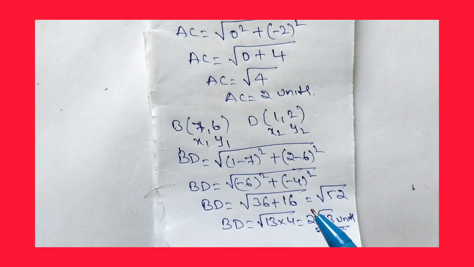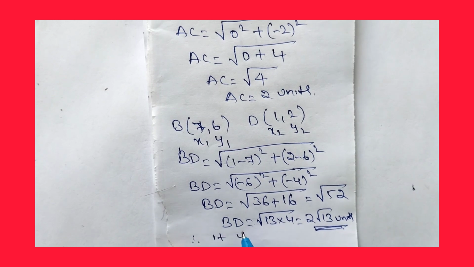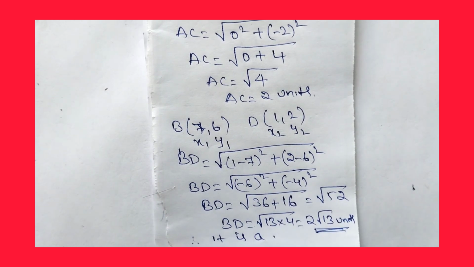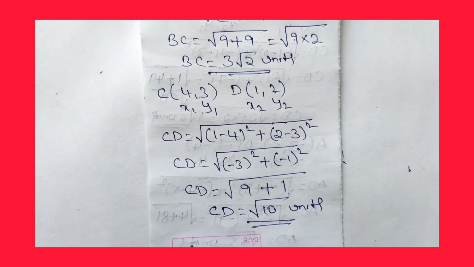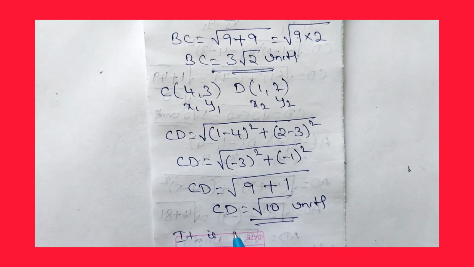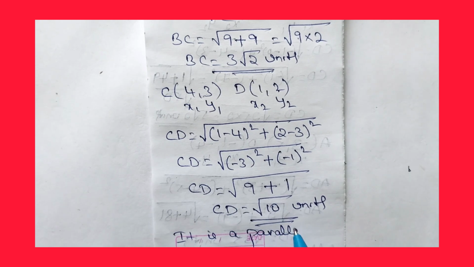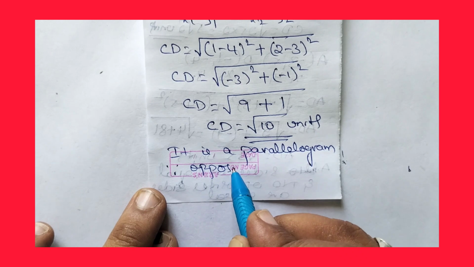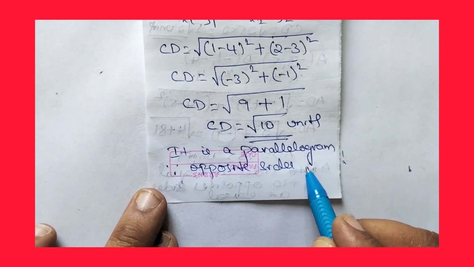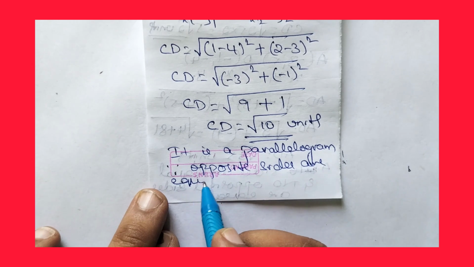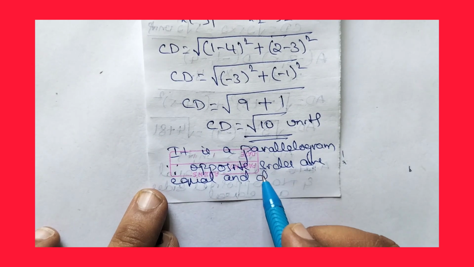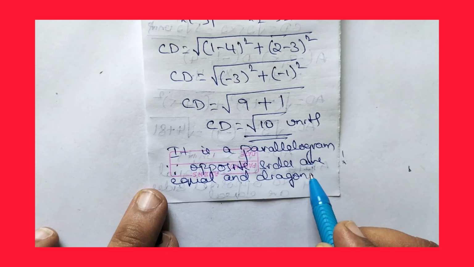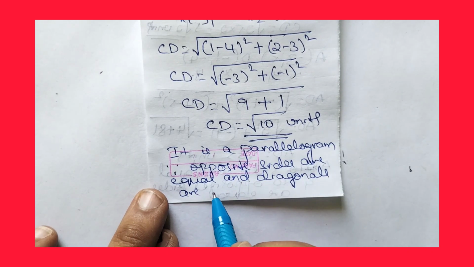Here opposite sides are equal but diagonals do not bisect each other. Therefore our answer is that it is a parallelogram. Why is it a parallelogram? Because opposite sides are equal and diagonals are not equal.